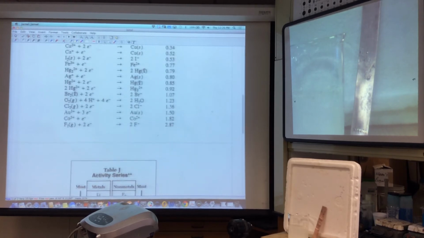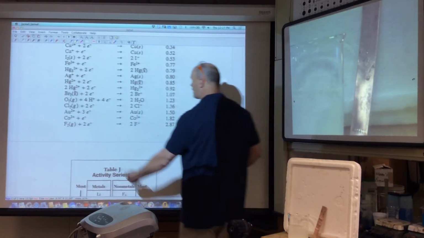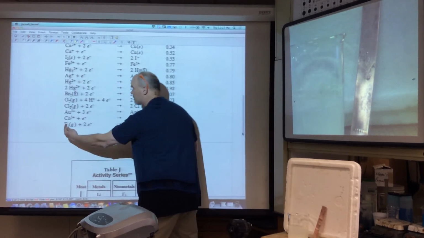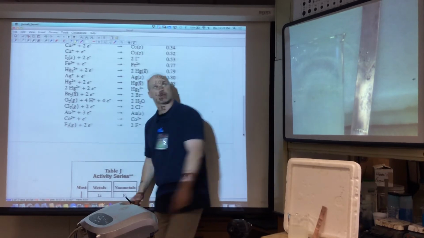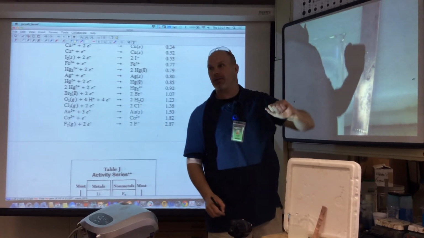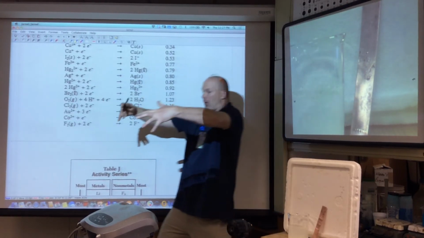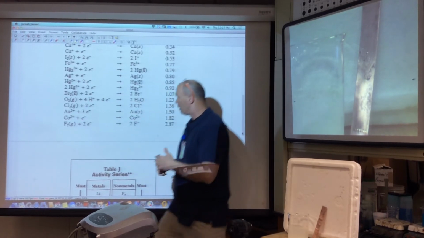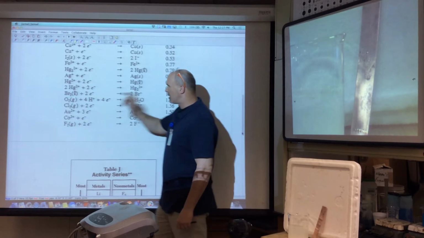At the bottom of the table, who's really good at gaining electrons? That gives a huge positive volts. Are you surprised? Fluorine is the most electronegative atom we have. It loves to attract its own electrons and fantasize about gaining some more. Fluorine loves that.